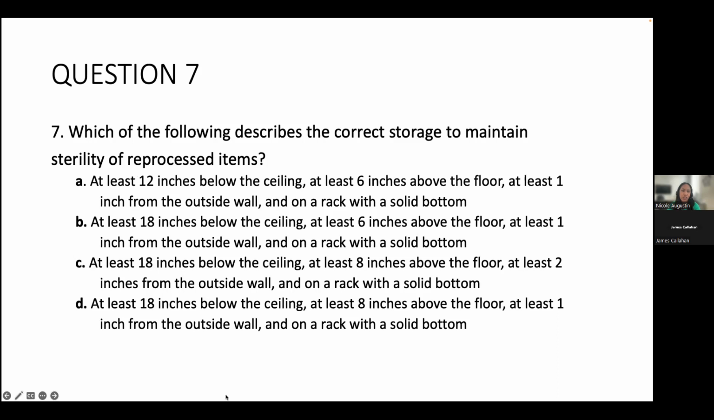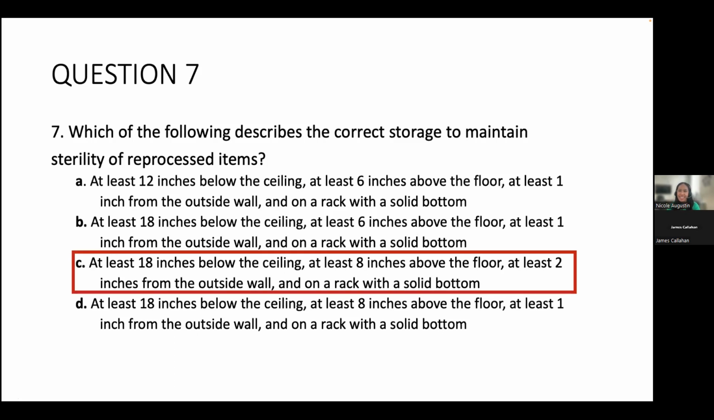B, at least 18 inches below the ceiling, at least 6 inches above the floor, at least 1 inch from the outside wall, solid bottom. C, at least 18 inches below the ceiling, at least 8 inches above the floor, at least 2 inches from the outside wall, and on a rack with a solid bottom. D, at least 18 inches below the ceiling, at least 8 inches above the floor, at least 1 inch from the outside wall, and on a rack with a solid bottom. And the correct answer is C.